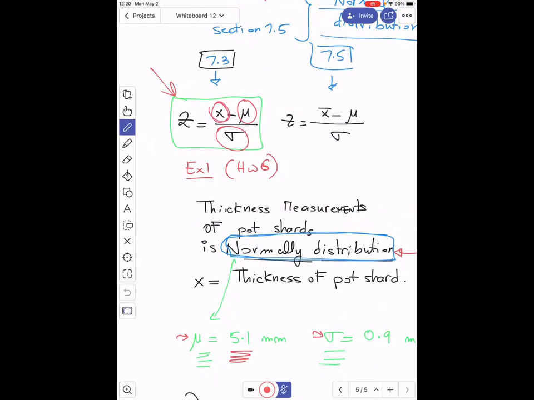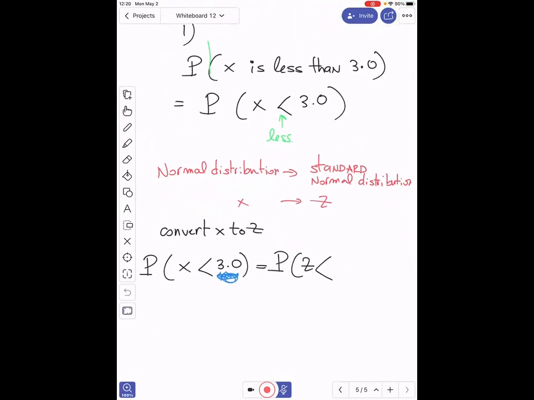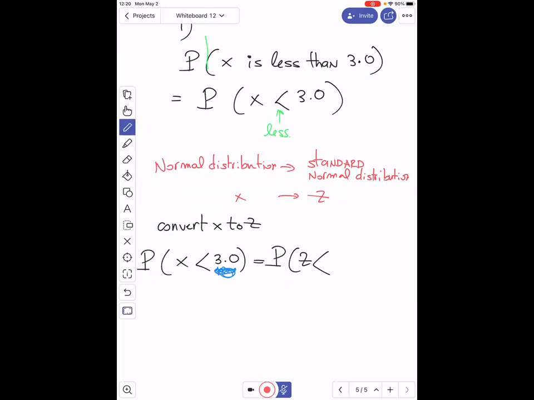So it's the value of x, which is 3.0, minus the mu over sigma, right? Whenever mu and sigma are given in the problem, at some point you need to convert your x to z, right? You need to use your mu and sigma. So there is mu, it's 5.1, and there is sigma, which is 0.9. So all we have to do is take the 3.0 minus mu, the 5.1, over the sigma, 0.9.